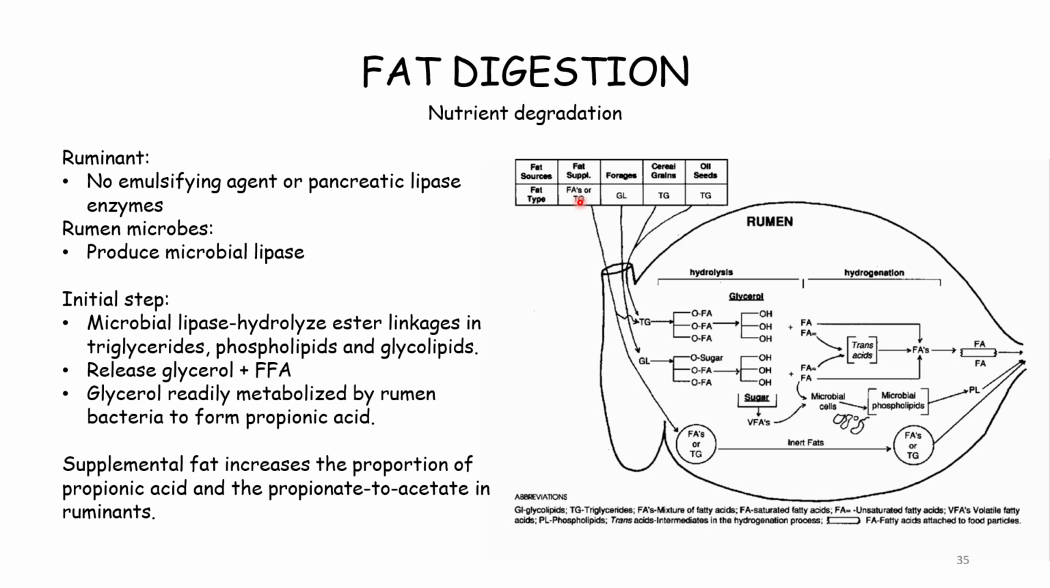So this one is about fat. As you can see here, when fat comes to the rumen, you can see hydrolysis. This is the glycerol, volatile fatty acid. Then hydrogenation. So at the end they produce the fatty acid or triglyceride.